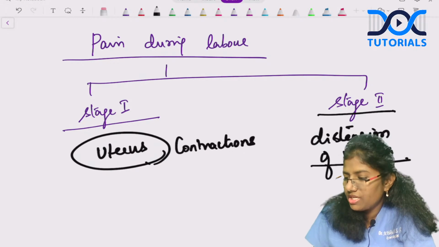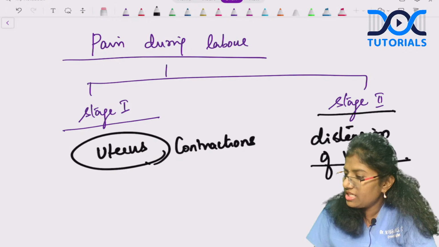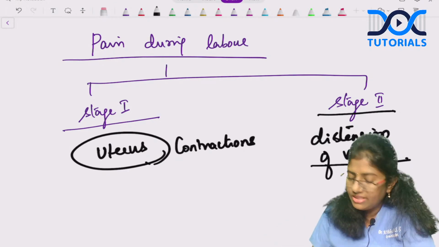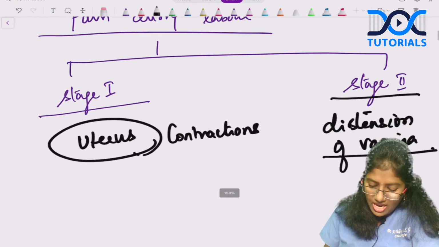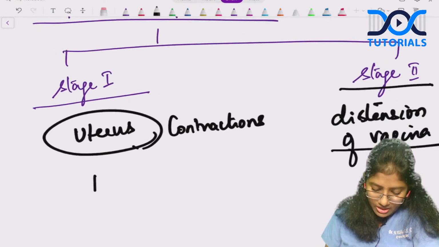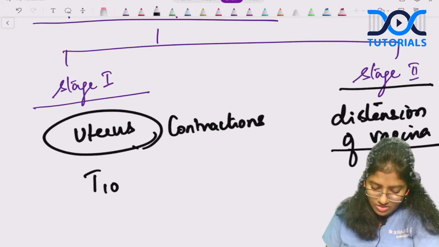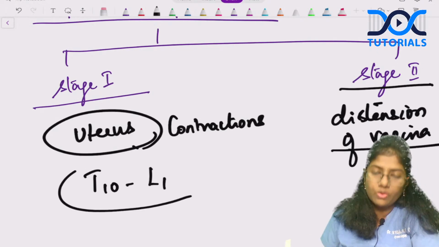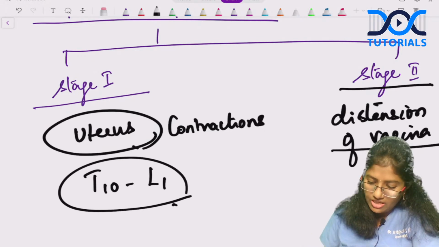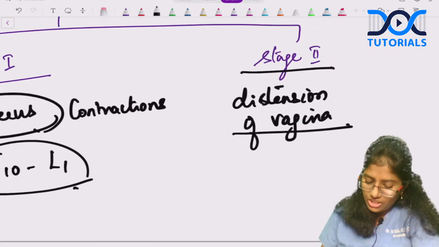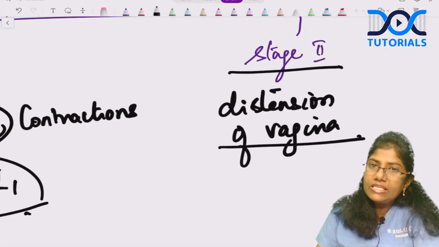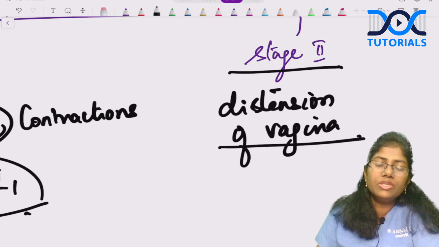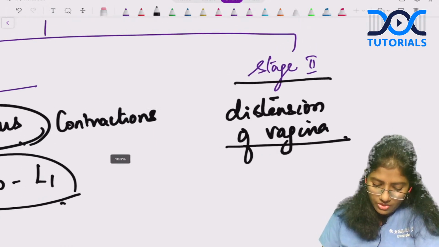Yashwant, Pradyuma, Dushyant, yes, you're all correct. So, during stage 1, pain is from the upper genital tract, and that is from the uterus. It is due to uterine contractions, and it is carried by T10 fibers, mostly T10 to L1. Whereas during the second stage of labor, it is mainly due to the distension of the vagina.